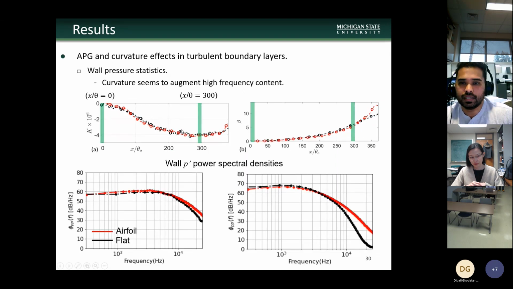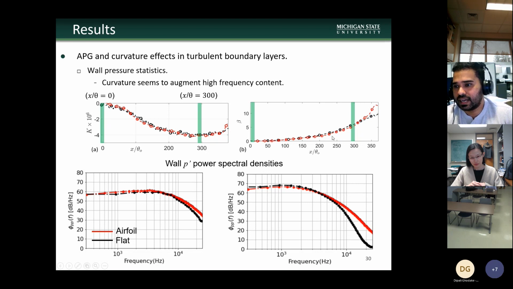Next, we compare the wall pressure statistics, right? So if you take the Fourier transform of the wall pressure fluctuations and multiply with the conjugate to get the power spectral density of the wall pressure fluctuations, and plot it against frequency. So first, at the inlet location, that is at the start of the simulations, you see that the overall variation between the two cases, airfoil and flat plate, is comparing nicely at low frequency, mid range frequency, and high frequency.